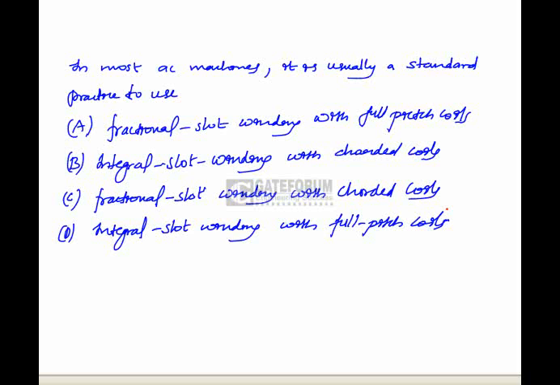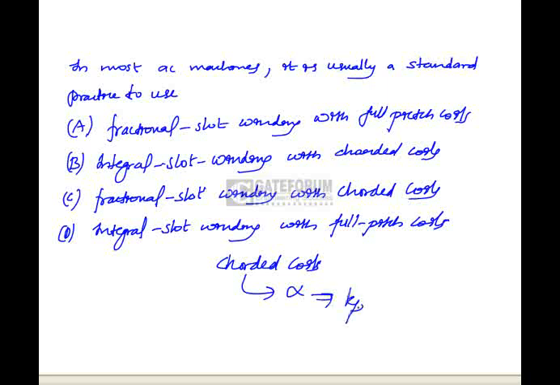In most AC machines, it is usually a standard practice to use... Okay, he has given three types of windings and coils here. Fractional slot winding, integral slot winding, chorded coils, or full pitch coils. Generally we will use chorded coils, because if you provide the chorded coils, it is having some angle alpha.